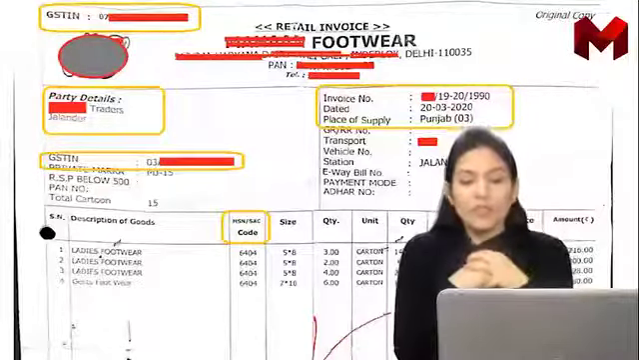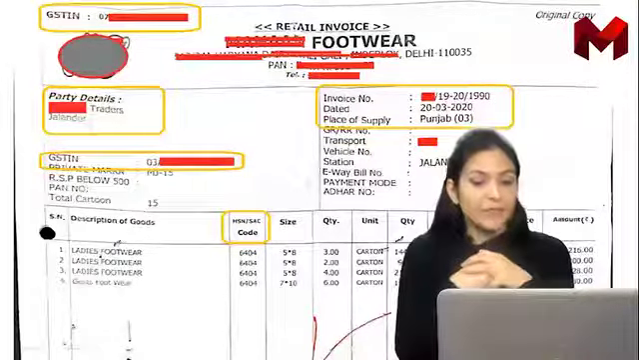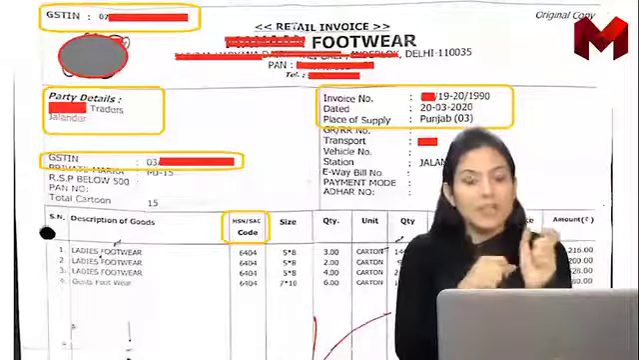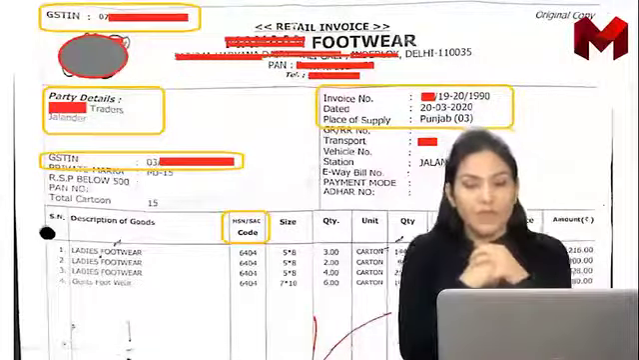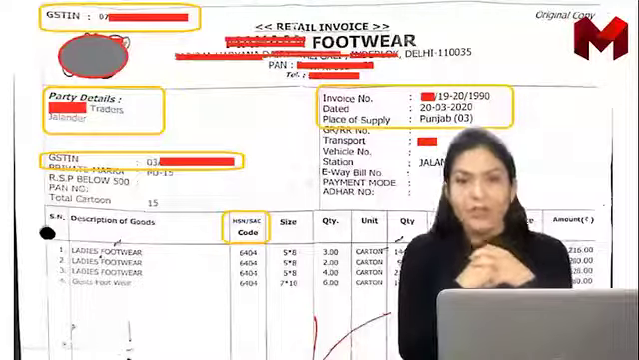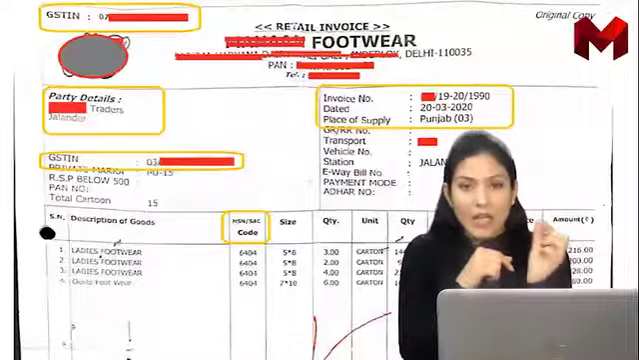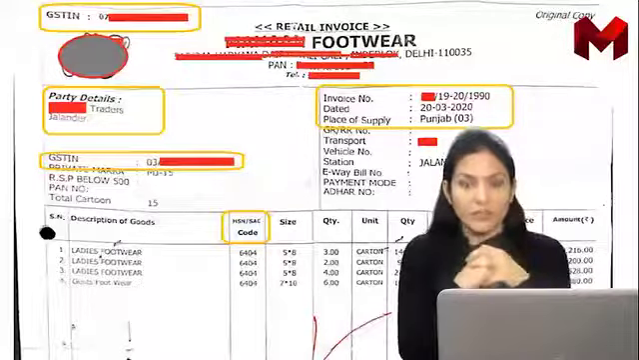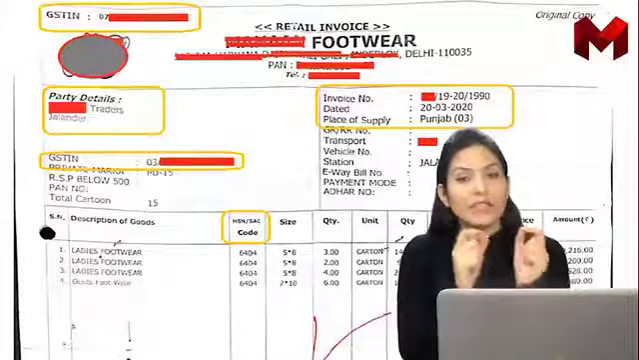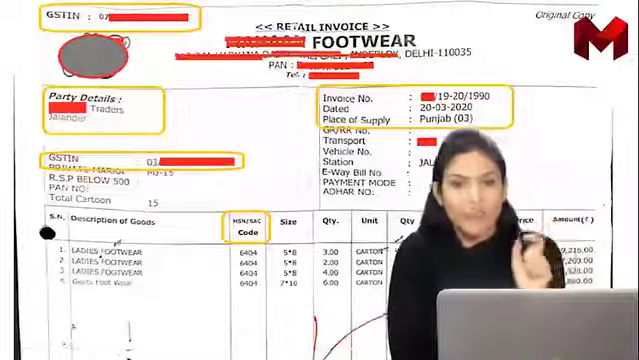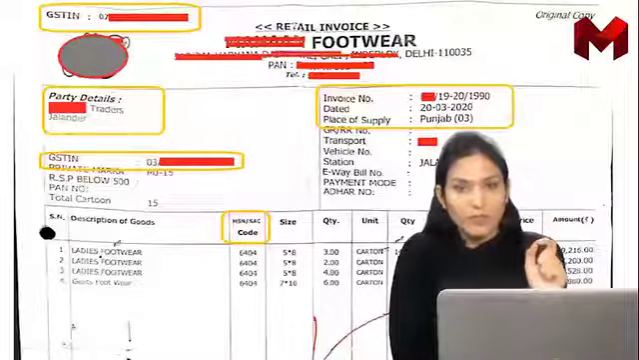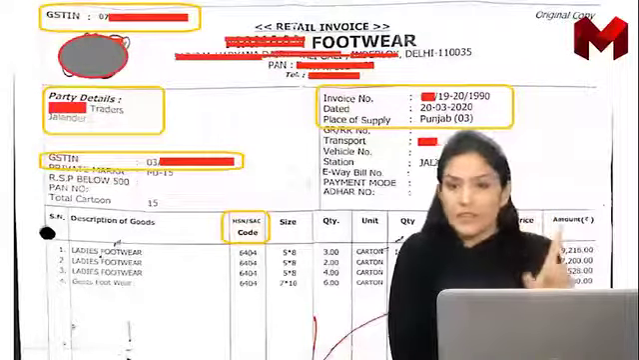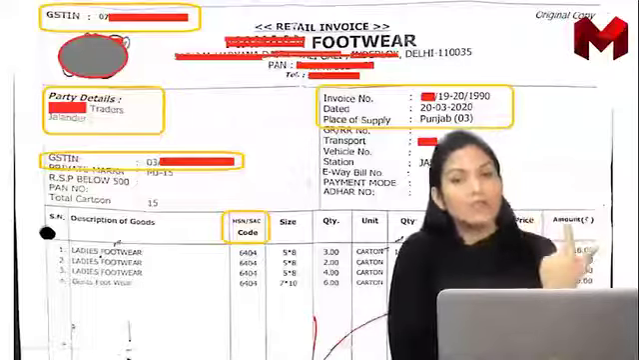Now moving towards the GST compliances. This person, dash dash footwear, has a GST number that starts with 07, written on the top left corner. 07 is the starting numbers of the GST number of this person. 07 means it's the GST code of Delhi. That means the supplier of these goods is from Delhi, registered under the GST Act of Delhi.